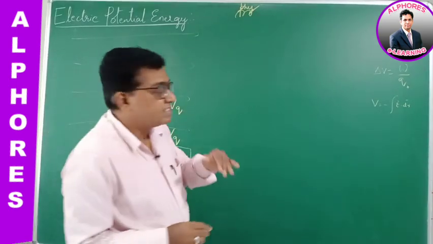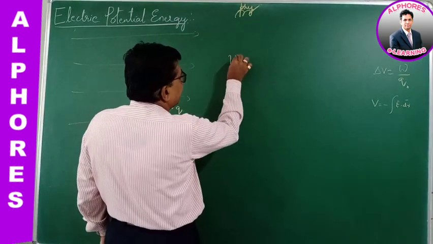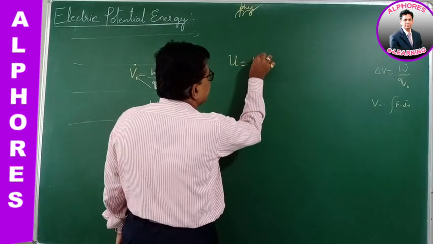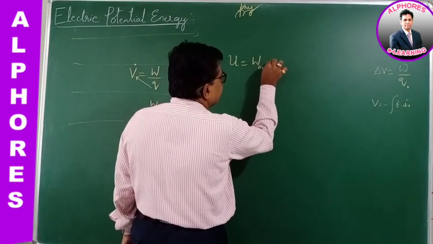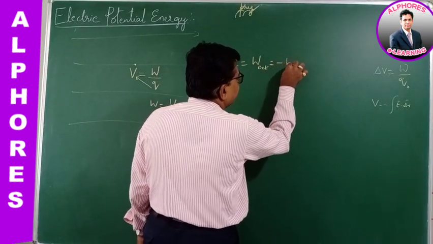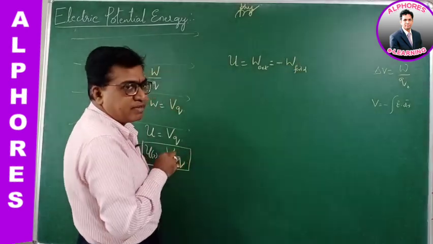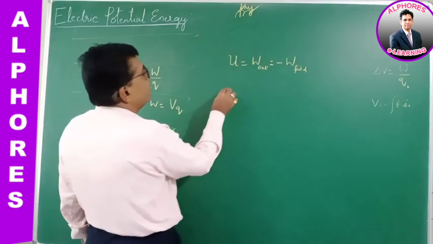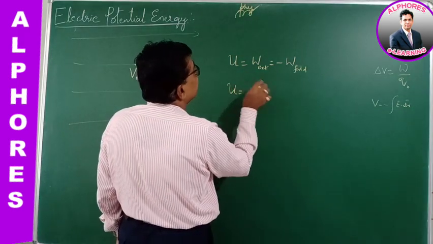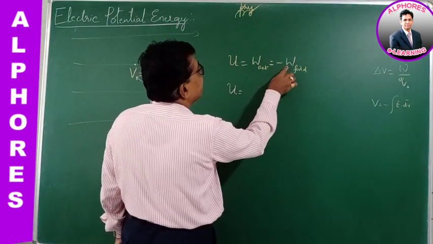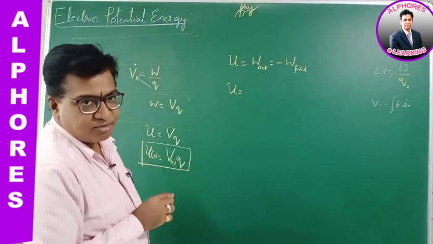Electrical potential energy is the work done by the external agent, or it is the negative of the work done by the field. So potential energy is the work done against the field, minus W, right?